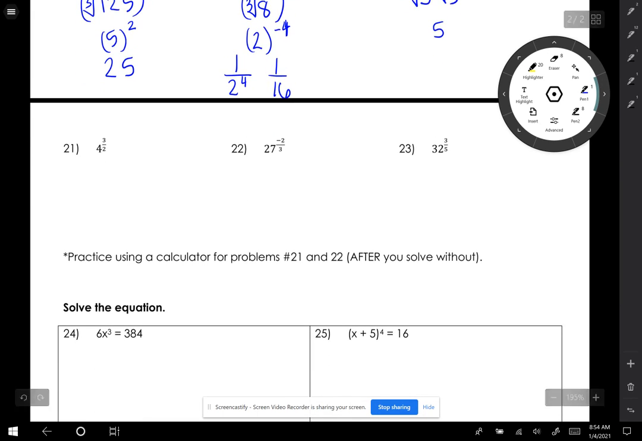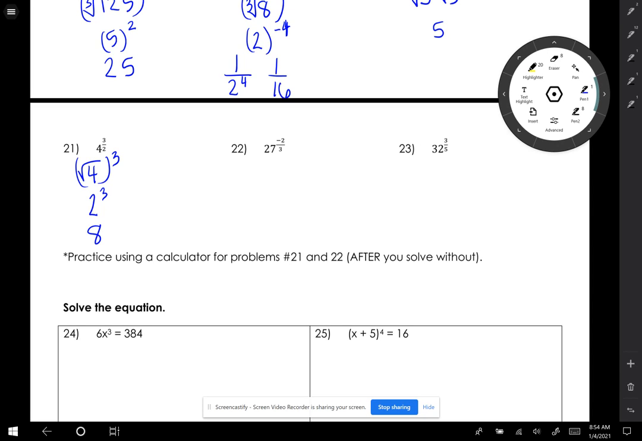For number 21, 4 to the 3 halves. So for the 4 to the 3 halves, the 2 on the bottom is our root, so it'd be the square root of 4, and then we'll cube it. Well, the square root of 4 is 2, and 2 cubed is 8.